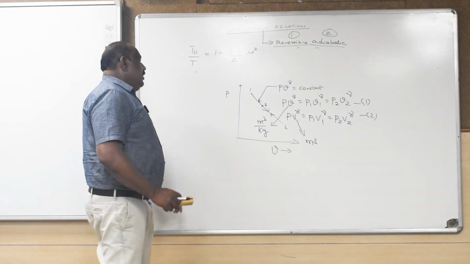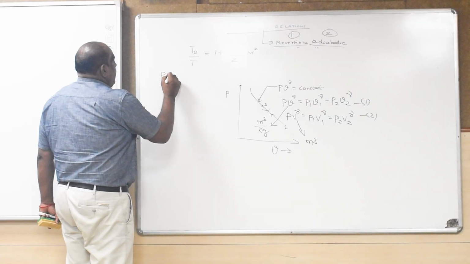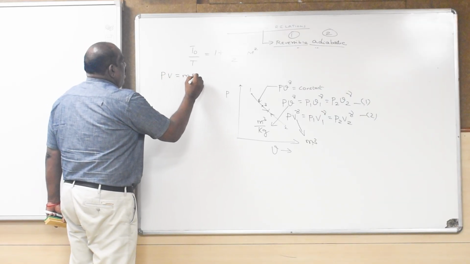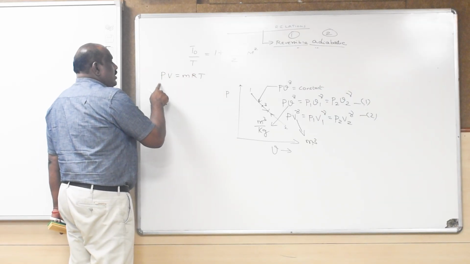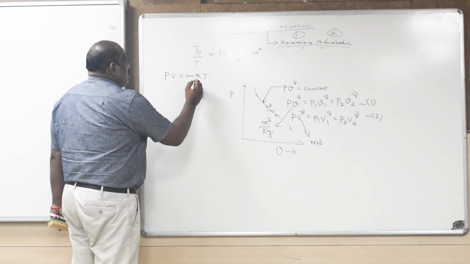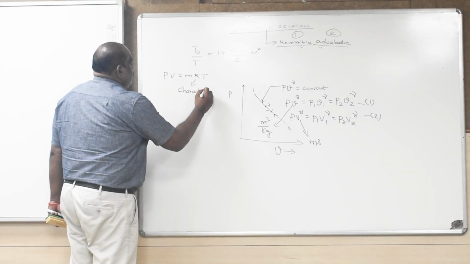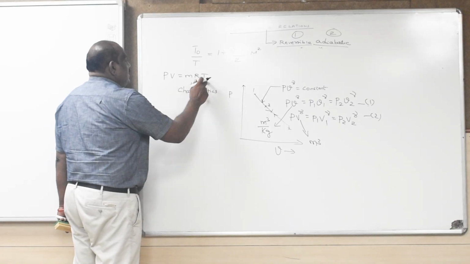Now we also know the ideal gas equation. What is the ideal gas equation? PV equal to mRT, where P is the pressure, V is the volume of the process, R is the characteristic gas constant, it is called the characteristic gas constant, and T is the temperature.